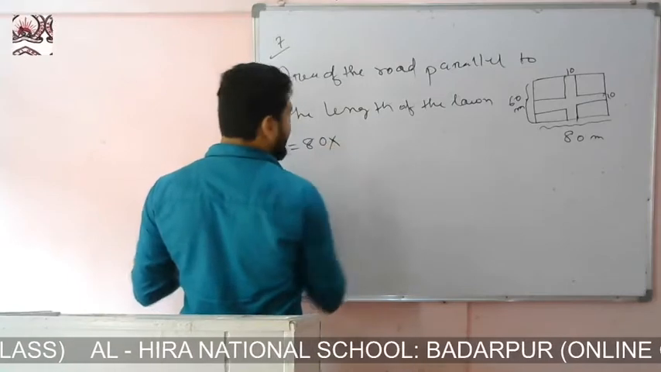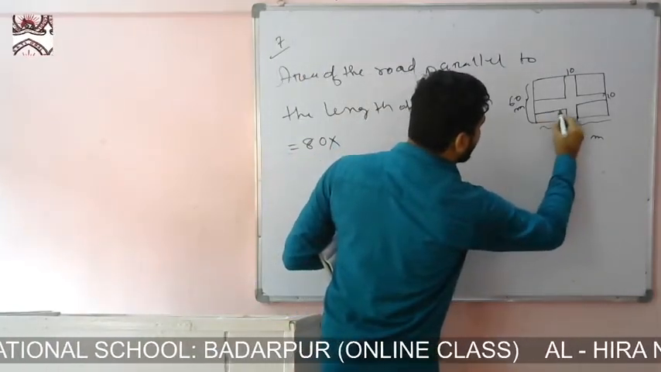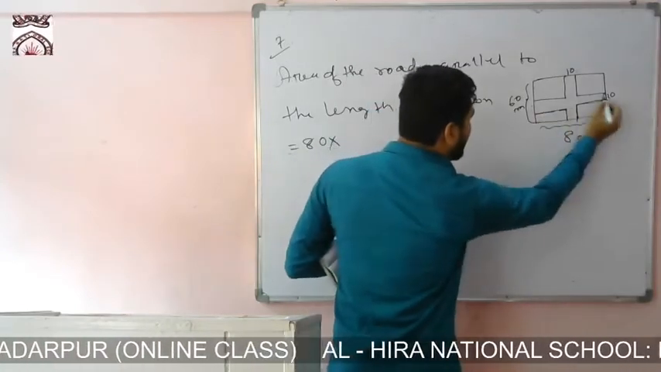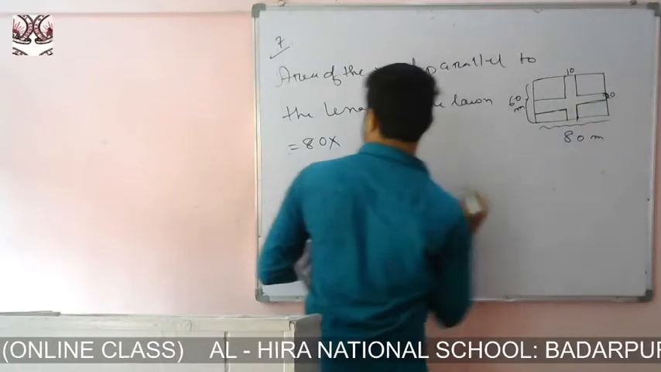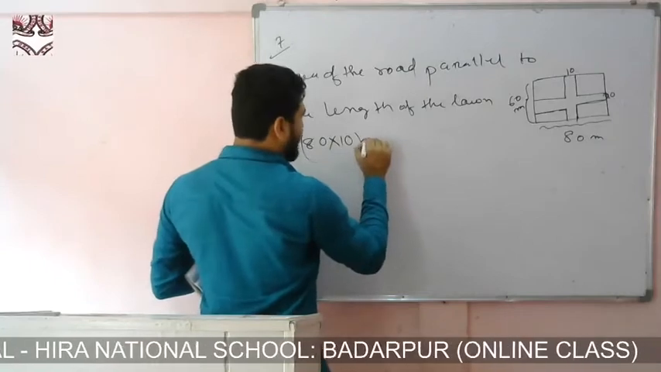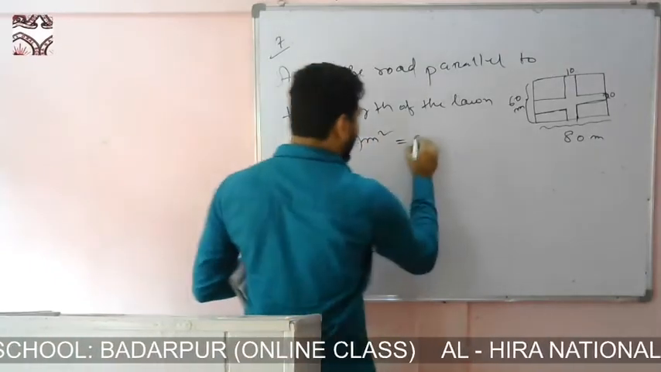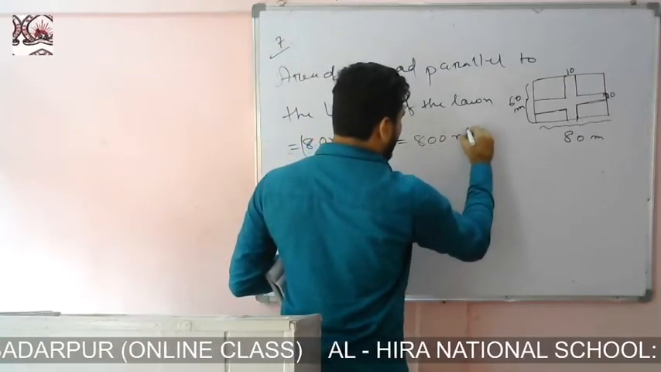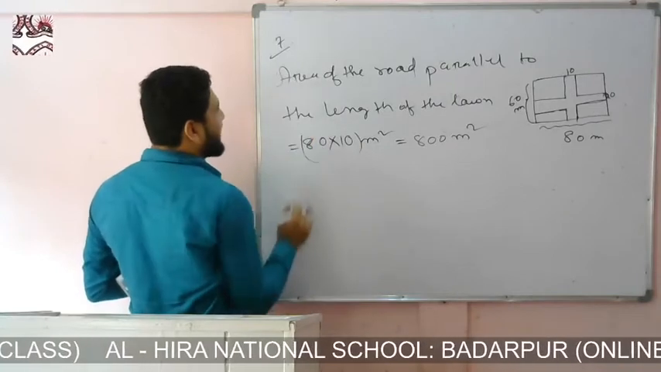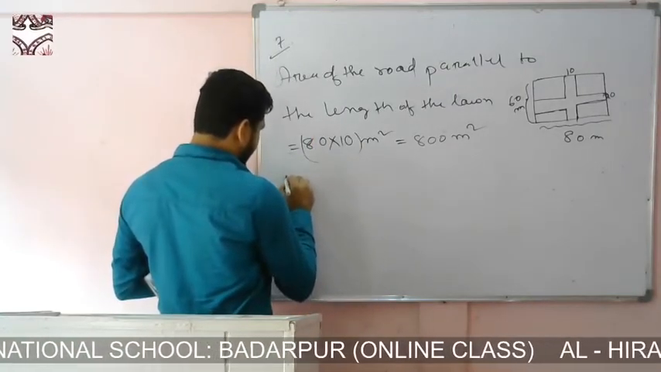80 into what? You see, the length of this road will be what? 80, and breadth this one what? 10. So 80 into 10 what? Meter square. That means I can write what? 800 meter square. Okay.